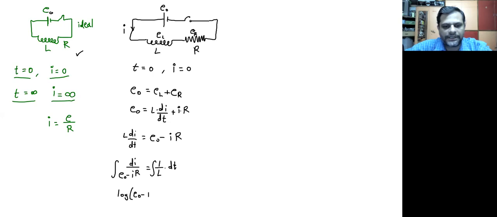E naught minus IR, divided by the coefficient of I here, which is minus R, and that is equal to 1 upon L, kept as it is, into T, plus C.